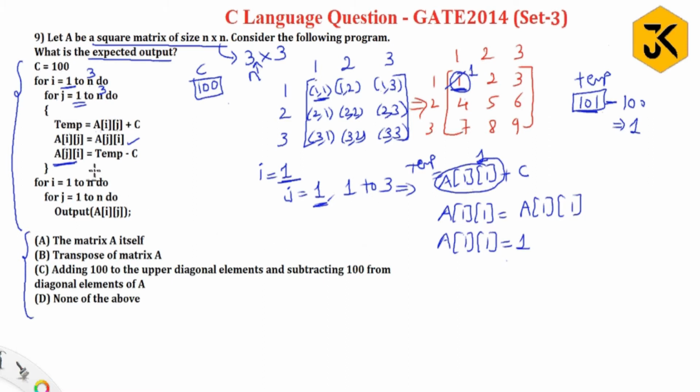Okay, so one iteration is completed. Next, the for loop completed, then j value will be incremented by 1. With the same i value 1, j value will now be 2. J value 2 means once again a temp variable will be created.